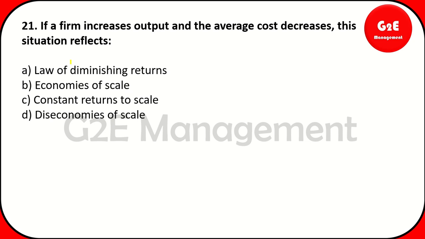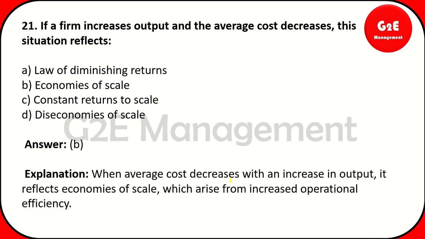Okay, so economies of scale, in a sense, is when the firm's output level increases, average cost decreases. So this one, call it economies of scale. So the answer is economies of scale, when average cost decreases with an increase in output. It reflects economies of scale, which arise from increased operational efficiency.